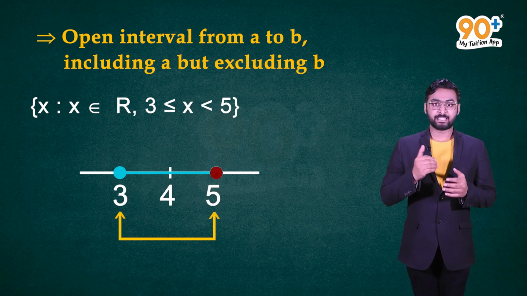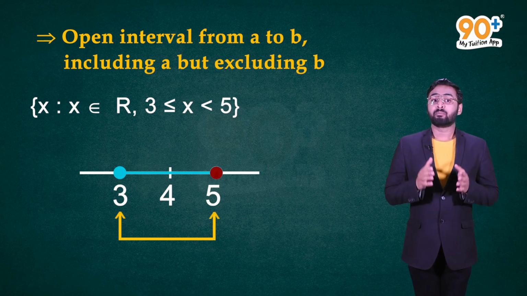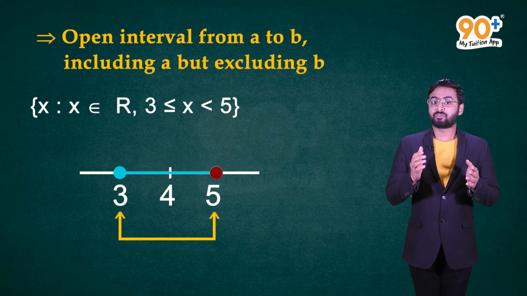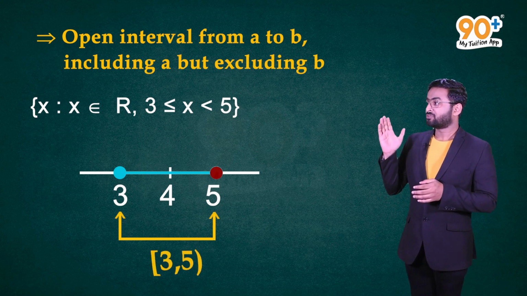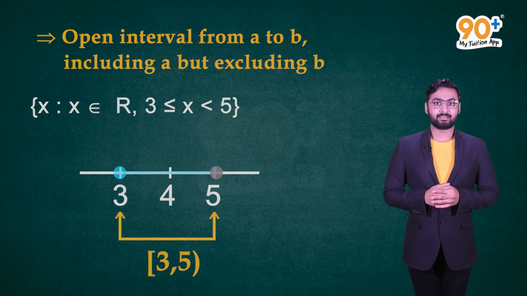So this interval consists of all real numbers that lie between 3 and 5. But here the endpoint 5 is not included, and we can write this interval as [3, 5) enclosed in a square bracket and an open bracket.